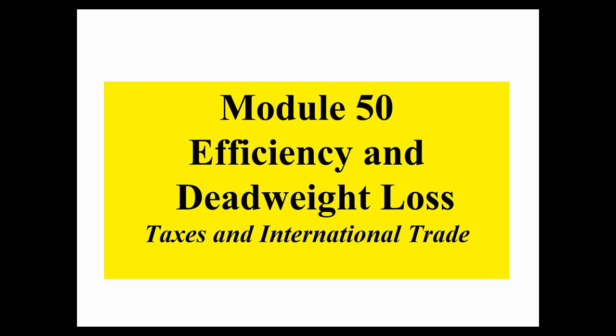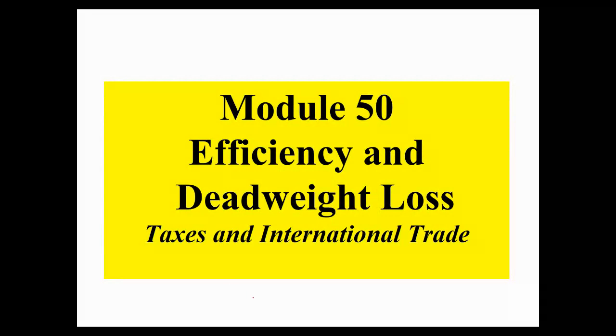Hello, AP Microeconomics, and welcome back to another lesson on Module 50, Efficiency and Dead Weight, with an emphasis on taxes and international trade. So that's what we're going to build on today. From previous Module 49, we talked about consumer surplus and producer surplus and the idea of being efficient.